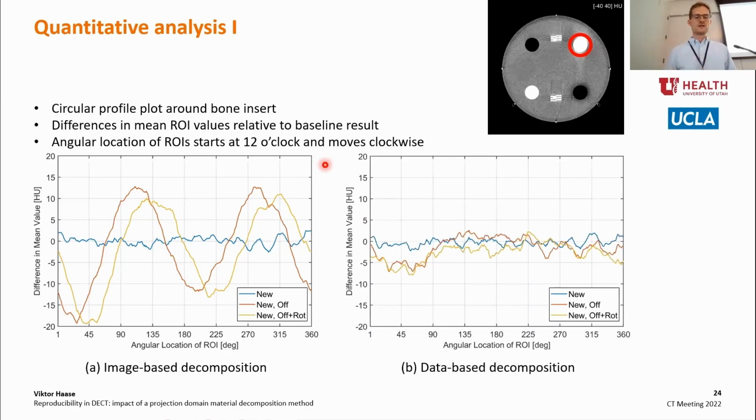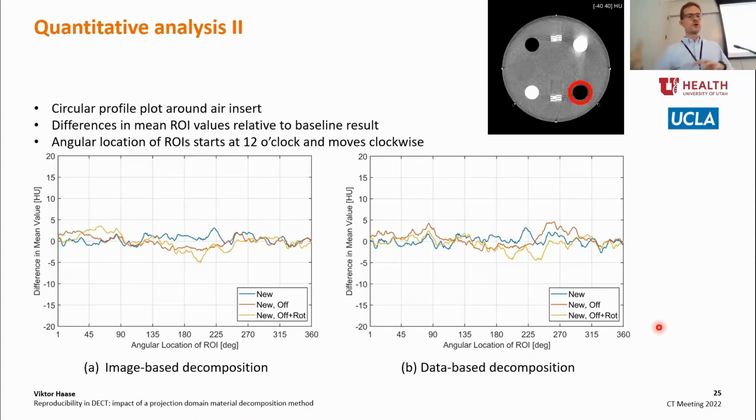When we compare that to the database decomposition, we can see that for changing the position of the phantom, we reach a much more stable result and therefore a much more reproducible result. And to give you the whole picture, I've repeated that calculation around the air. And here you can see that the advantage of the database decomposition is not there anymore. Now both approaches achieve similarly good results.